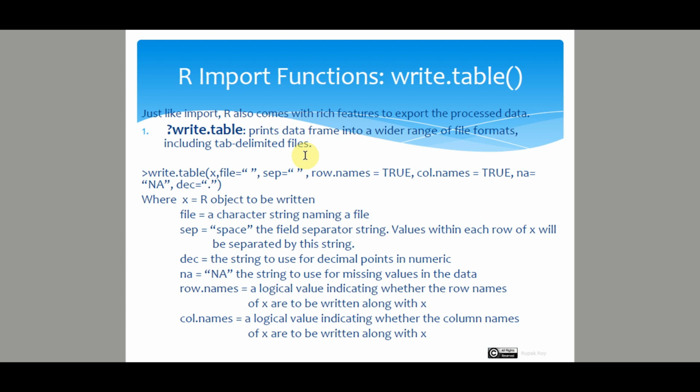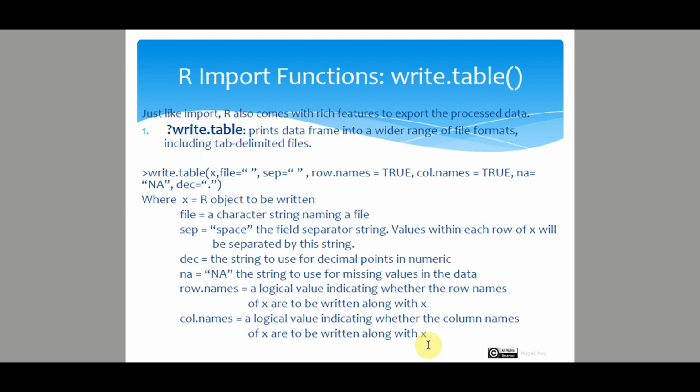Parameters include x, which will be our R object to be written; then file is equal to a character string naming a file. This is similar to save as. na is equal to NA or any other character string that will be used by R to represent the missing values. Lastly, row.names and col.names are logical values indicating whether the row names and column names of the R object x are to be written along with the R object x.